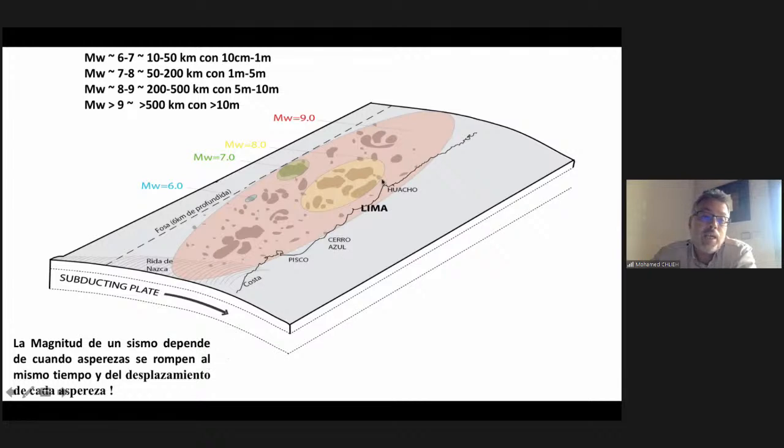The reason I am showing that is that the final magnitude of an earthquake will depend on how many asperities break together and how much displacement occurs on each of these different asperities.